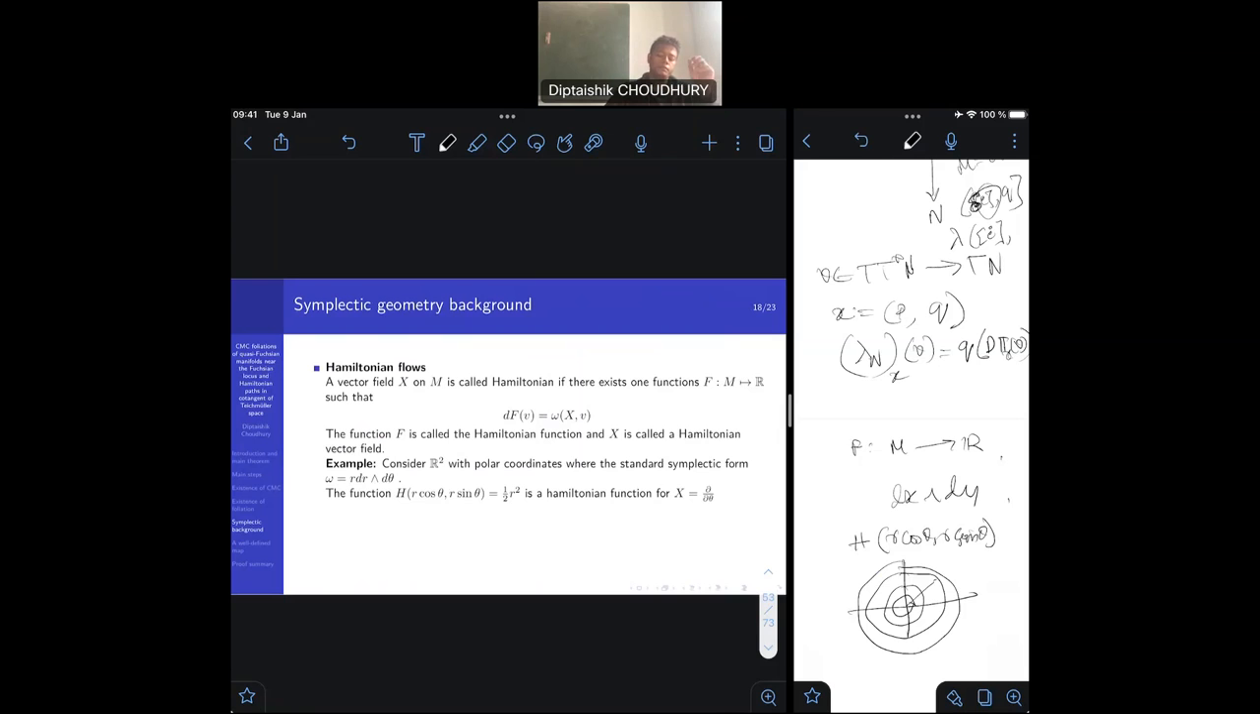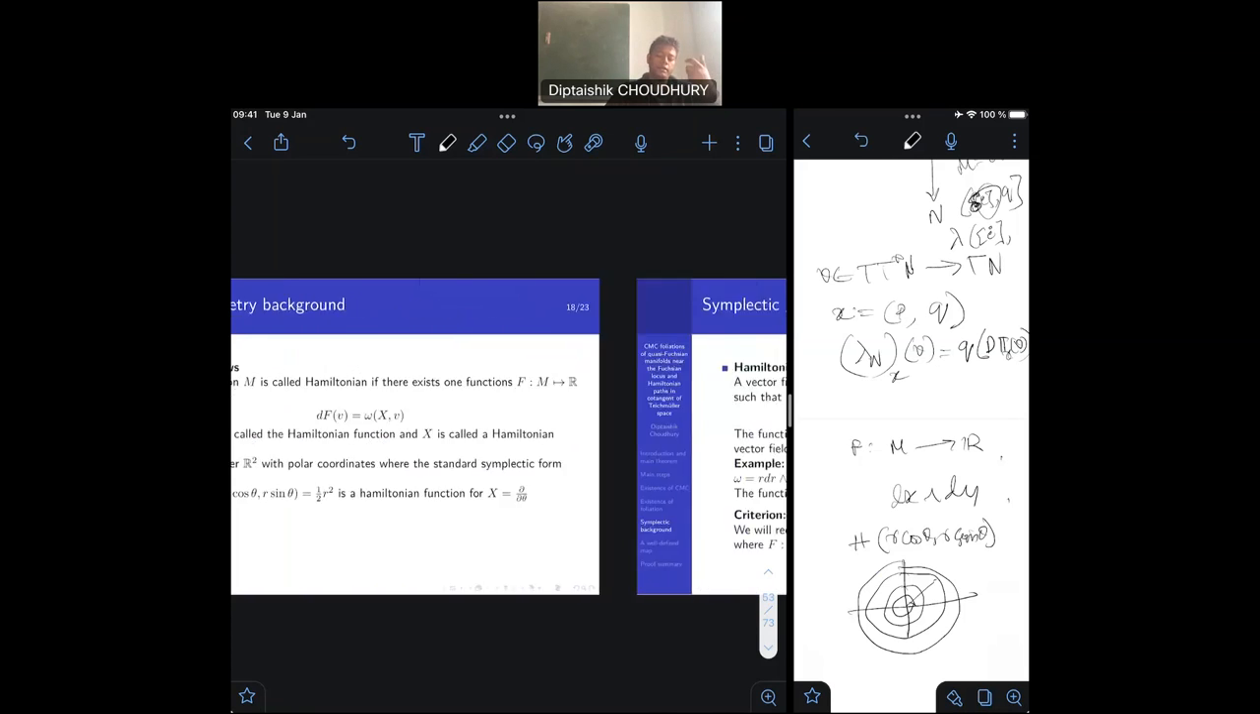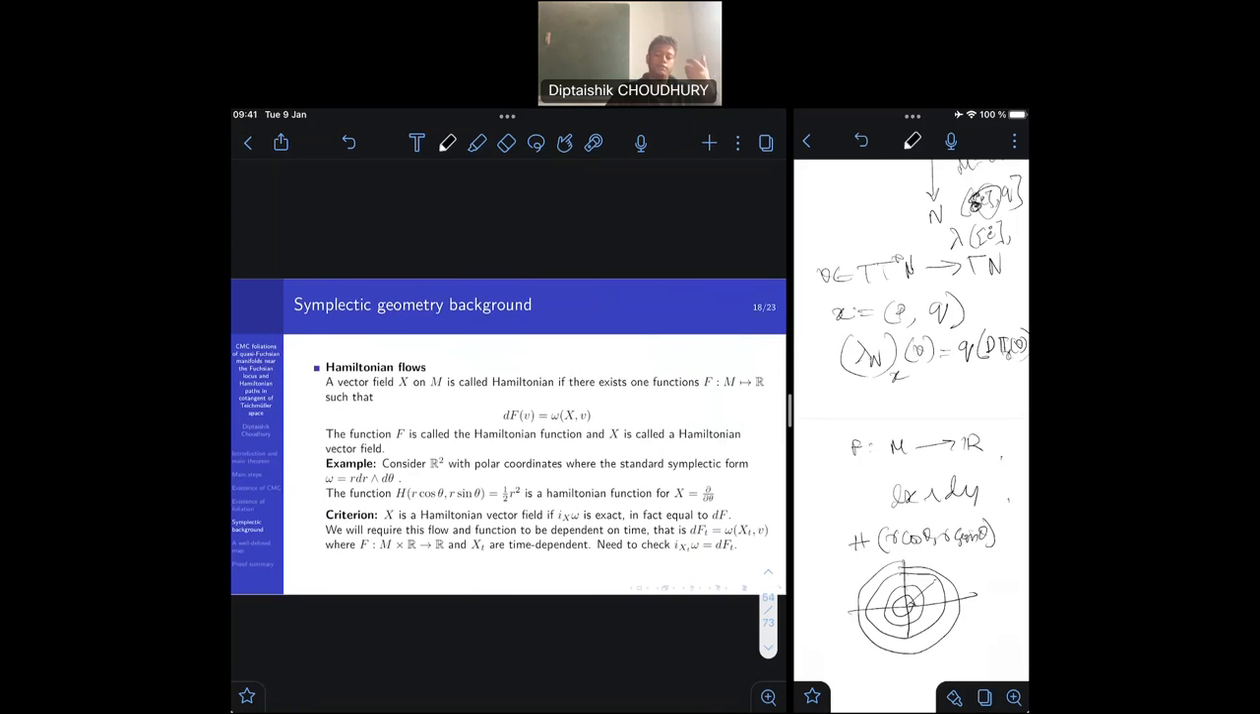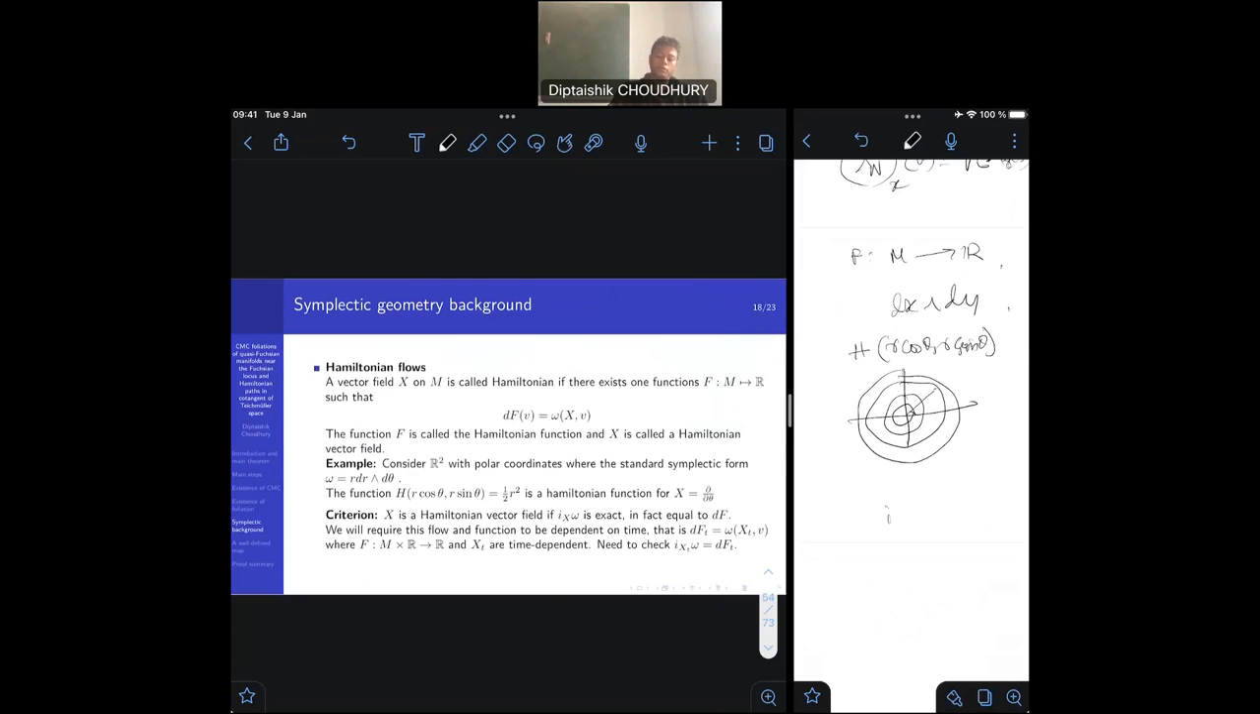And if you just want to rewrite the criterion for a vector field to be Hamiltonian, it is exactly that I need to have i_X omega equal to df, as this is by definition equal to omega of X and v when acting on a tangent vector v.